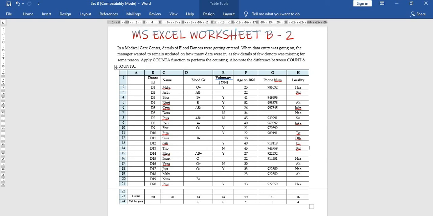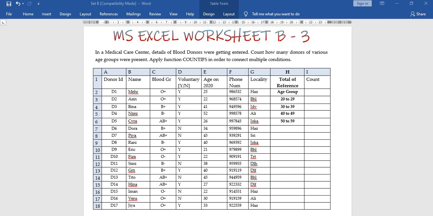Use COUNT and use COUNTA. These two are the functions to be used. Okay. Then comes worksheet number 3. This is also the medical center we are talking about, with some other features, you know.